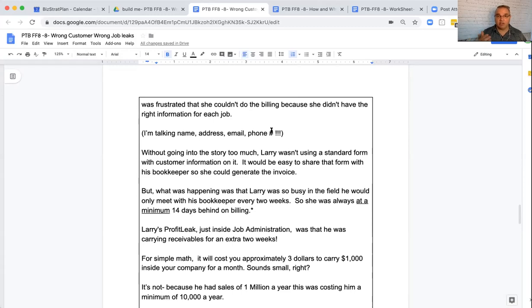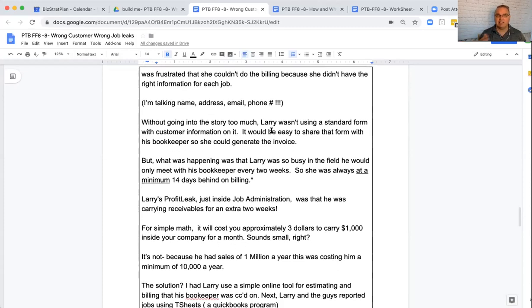Later on, I'll go on to show you, this also led to an accounts receivable, a collections problem for the company. So there's multiple layers to this one little thing. Anyways, Larry wasn't using a standard form with customer information on it. And even if he did start an account, she only knew about it by telephone conversation or by seeing where he was going that day. She didn't know who he was doing work with.